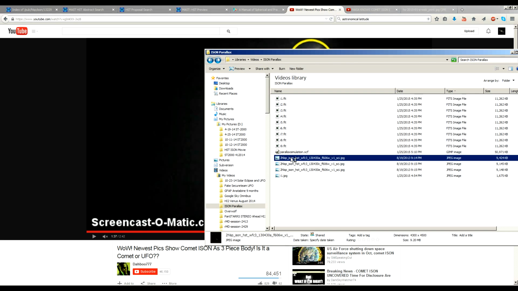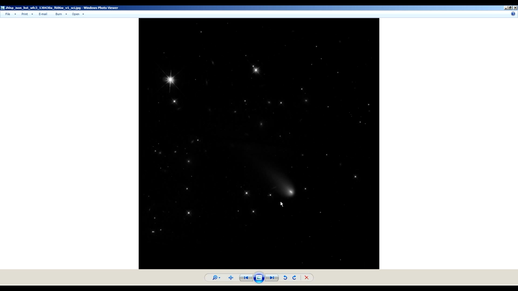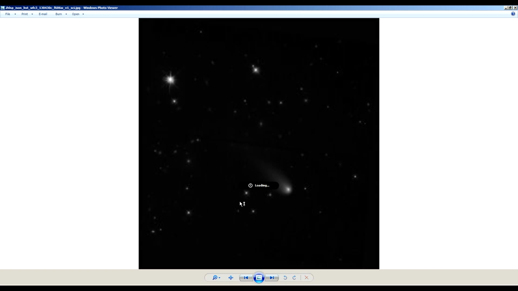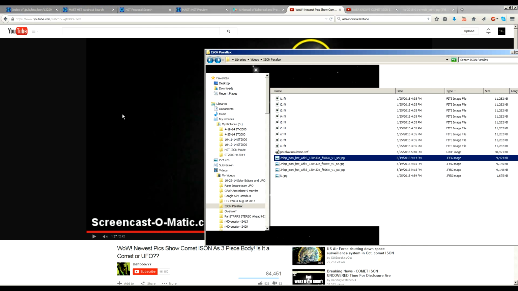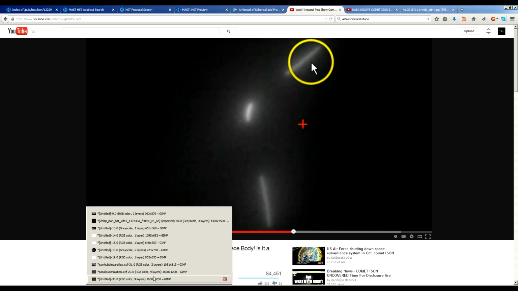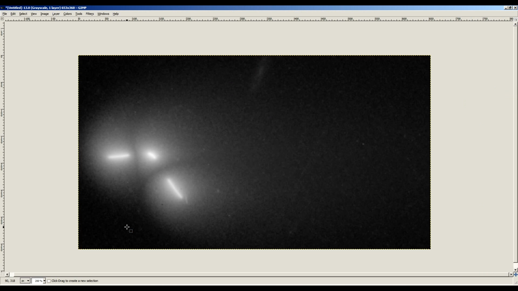So I can actually pull those up, and you'll see it here. Here's one image, here's a second image, here's a third image. Those were all stacked, and when you stack all those images together, this is what you get. So you get this image here.